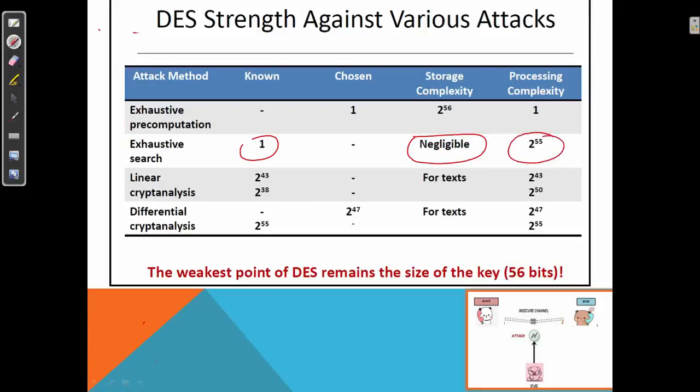Linear cryptanalysis, there should be known 2 raised to the power 48 or 38 texts, storage complexity for texts, and this is the processing complexity. Same is for differential cryptanalysis.